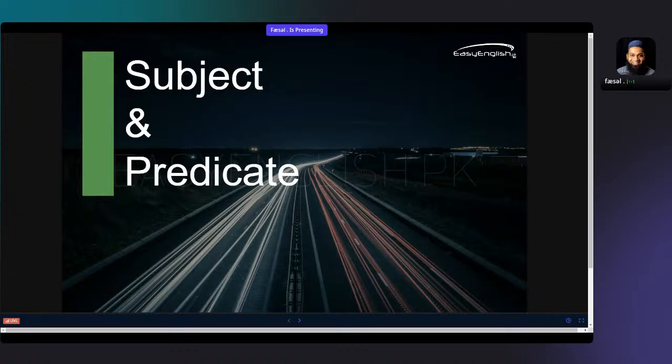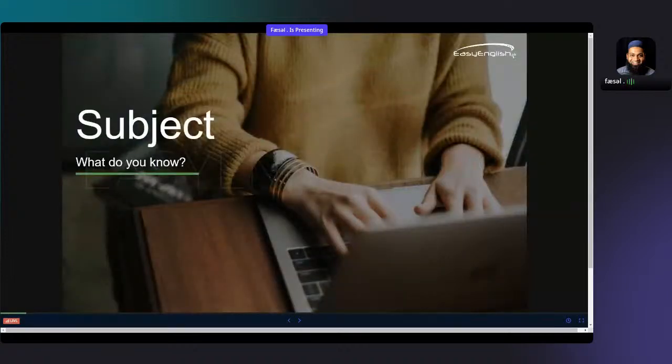and a lot of you might not know about predicate. Usually teachers don't teach students about predicate, but they are taught about subject, what a subject is. So this is what we'll be doing today. I'll be teaching you what a subject is and what a predicate is, but before I do that, before I teach you what a subject is, I would like to know from you what you think a subject is.